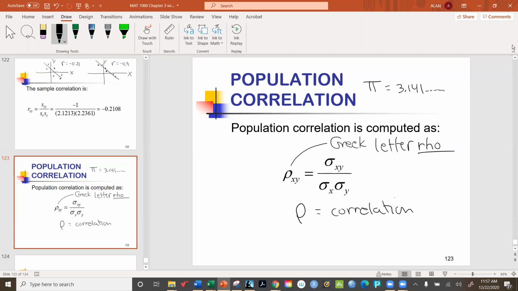So that's something you'll run into again in the future, especially if you decide to major in finance or economics. You'll see this quite regularly, especially in portfolio theory. There's a lot of discussion about the correlation coefficient because it helps to explain how well diversified our portfolio is.